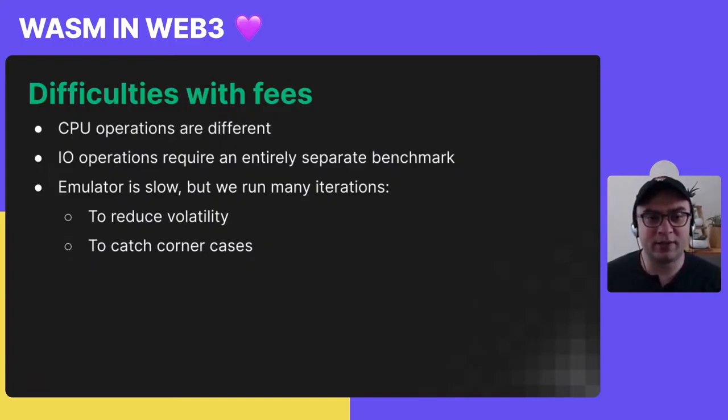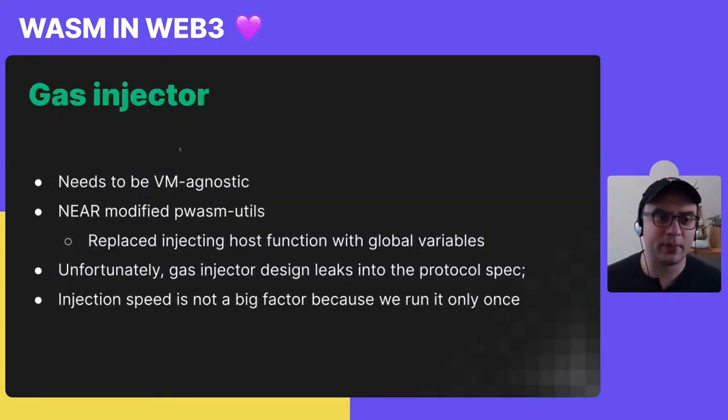And finally, running things in an emulator is extremely slow. And we do want to run stuff for many iterations, even inside the emulator, for several reasons. One is just to reduce the volatility in case we forgot some of the randomly seeded hash maps and stuff like that. But another one is to catch the corner cases. So we try to generate a wide array of inputs, just to make sure we didn't forget some of the corner cases that can have a disproportional computation time, and that our fees are actually deterministic. So yeah, fees are tricky.